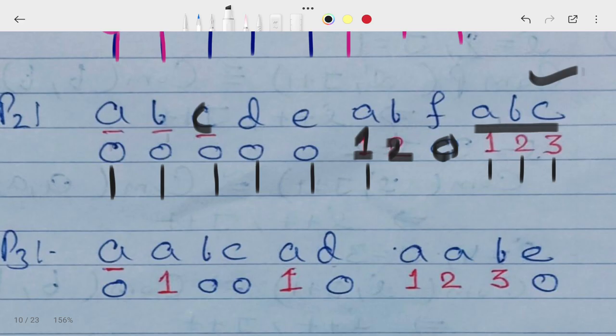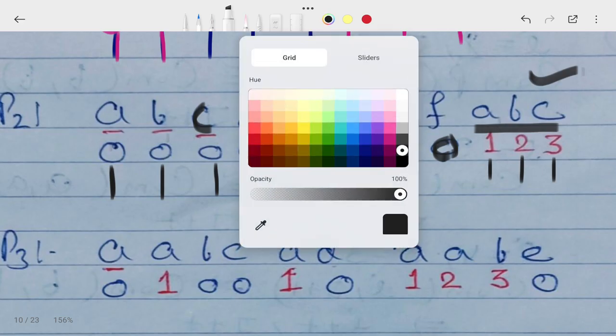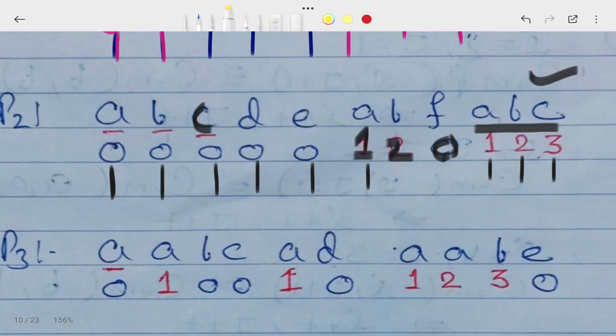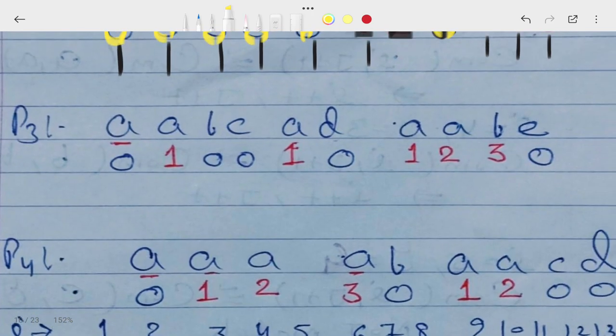So remaining, what is the remaining? My remaining I will write 0. This 0 means these are repeated 0 times. Okay, these are the remaining. Still you are not able to understand? Again I will go next.